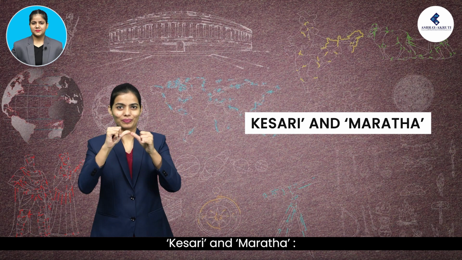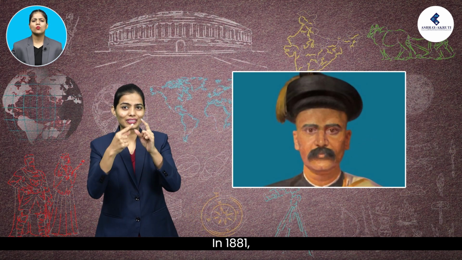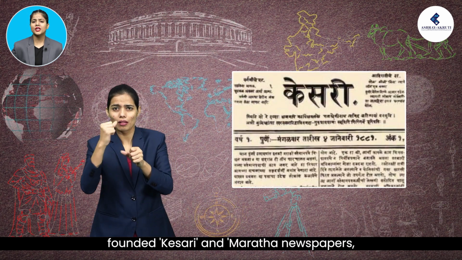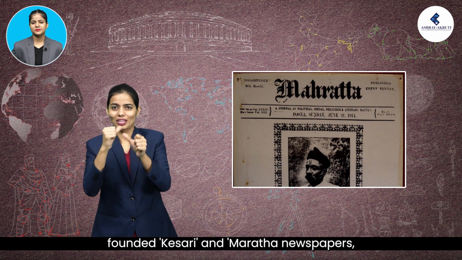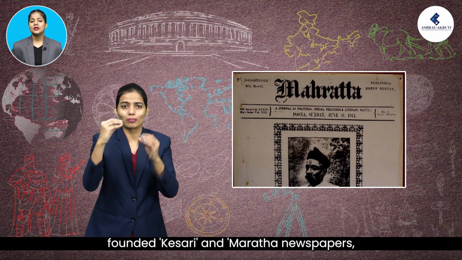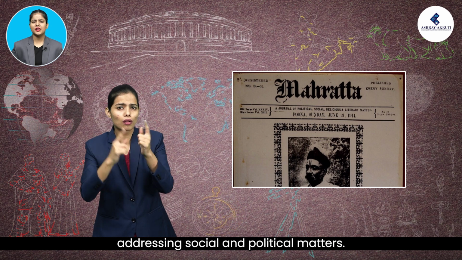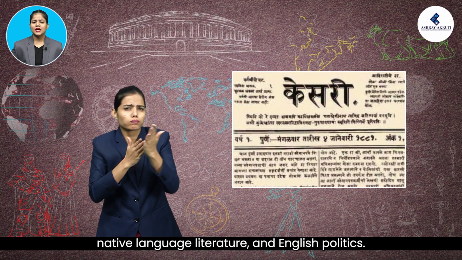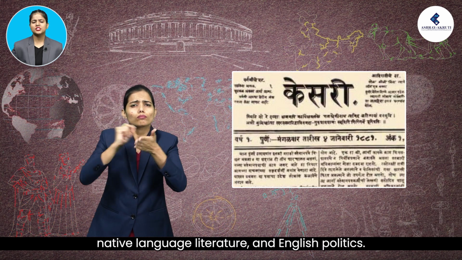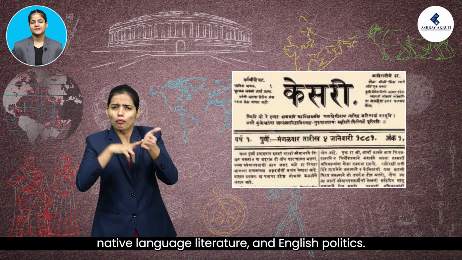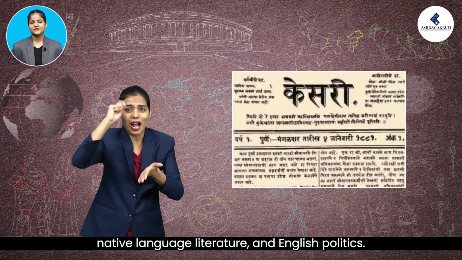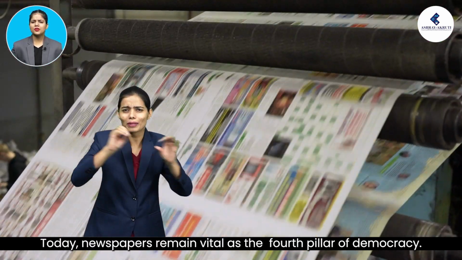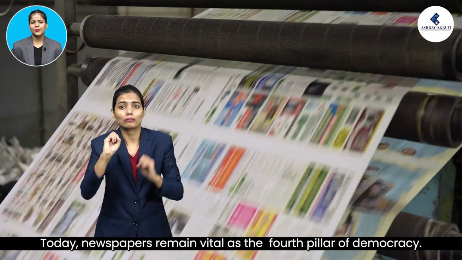Kesari and Maratha. In 1881, Gopal Ganesh Agarkar and Bal Gangadhar Tilak founded Kesari and Maratha newspapers, addressing social and political matters. Kesari covered national events, native language literature, and English politics. Today, newspapers remain vital as the fourth pillar of democracy.